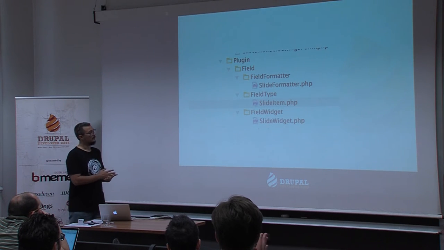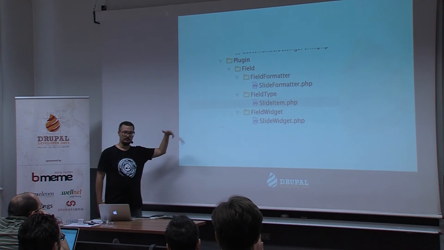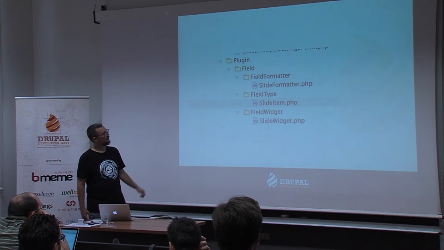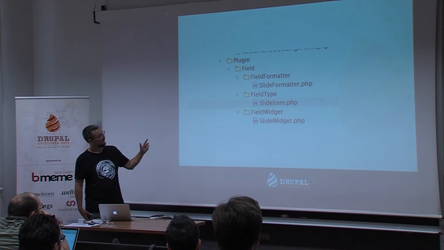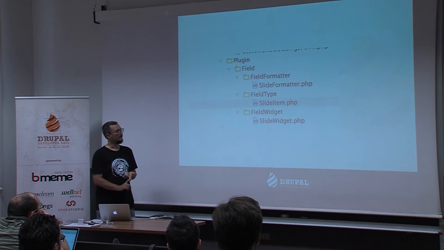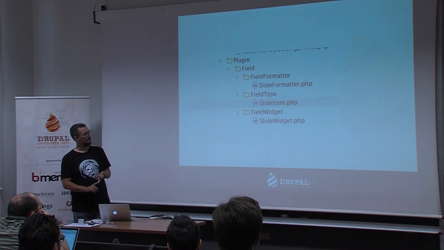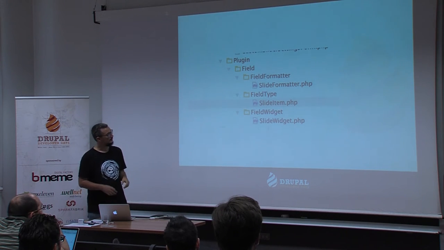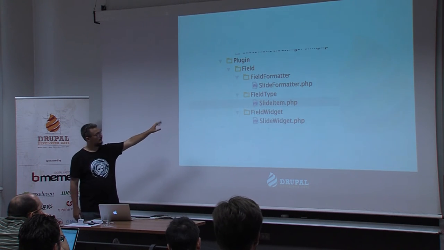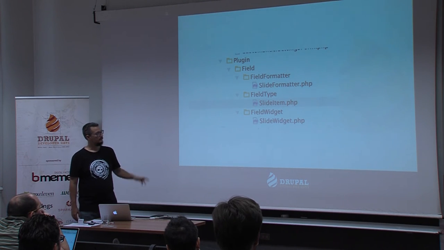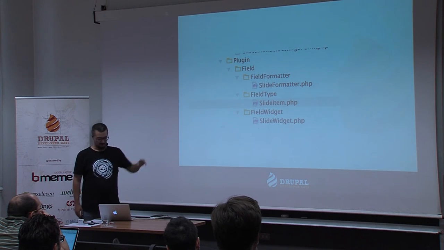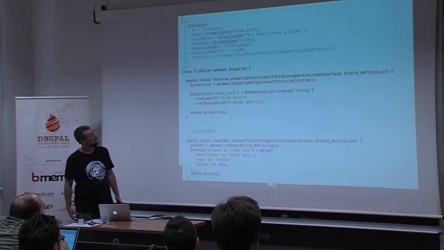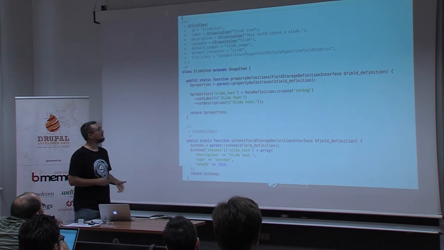Then you have different kinds of plugins, and each of them, depending on their type, will be stored in a folder, and you will use a namespace so they are discovered. For fields, we can have formatters, the field type itself, and the field widget, and these are classes created in these namespaces. In our case, we are only going to see the field type itself, but the formatters and widgets are quite similar. I hope the people at the back can see this.